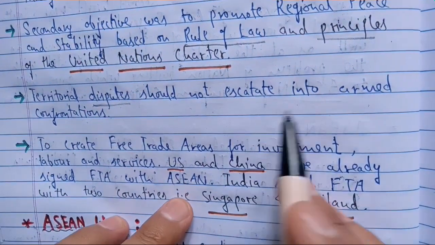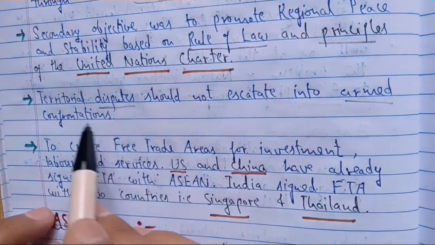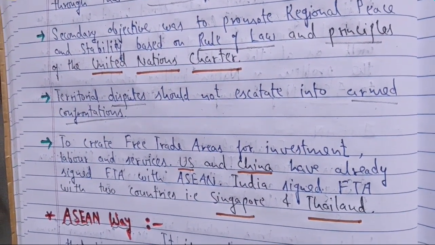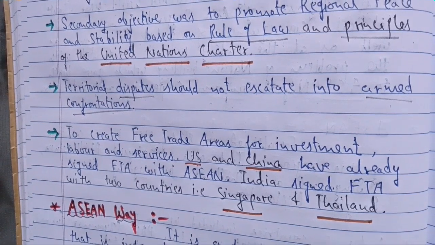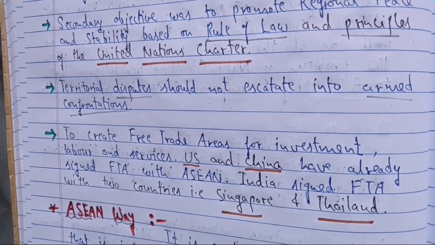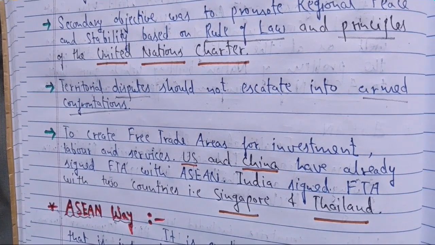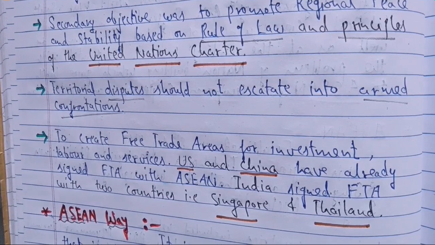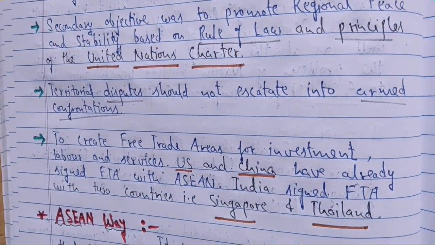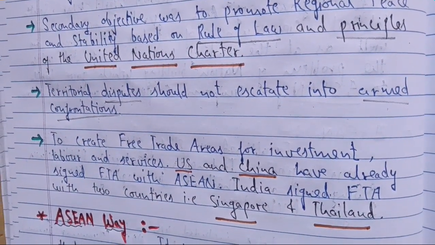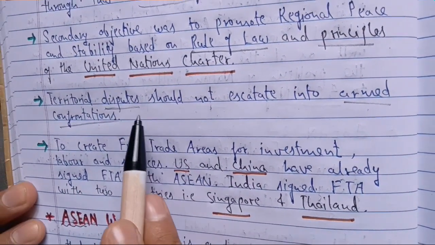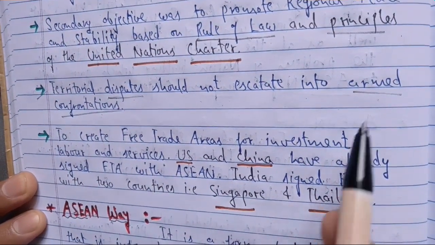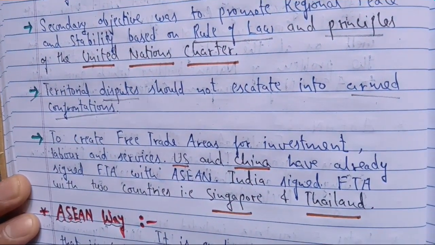But this should not escalate into an armed conflict. There should not be a use of military power or weapons against each other, because to be a strong group or organization, we should have unity amongst ourselves. When we are strong among ourselves, we can fight with the outside world. But if there are internal problems, then we won't be able to give our best to the outside power. So this particular point was put up for territorial disputes to be solved peacefully and not to escalate into armed confrontation.